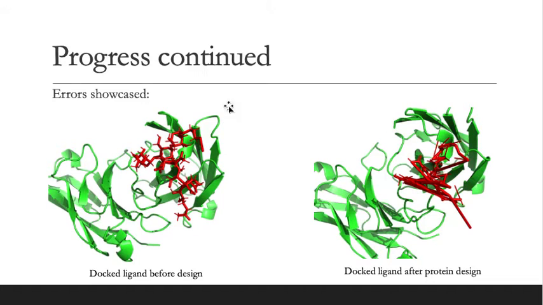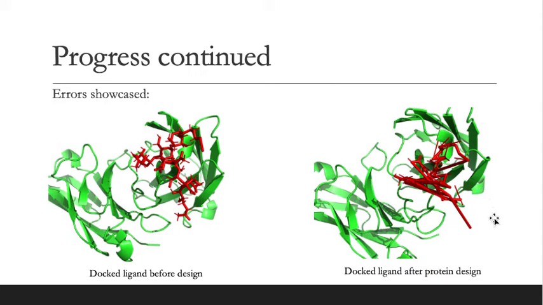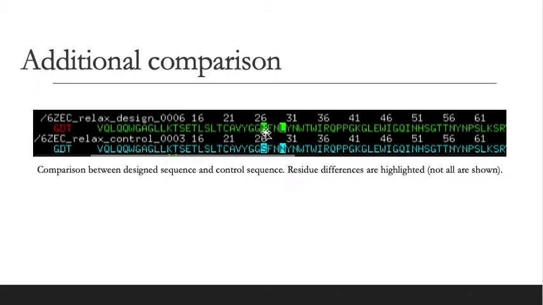the single state design. And the ligand, its structure was clearly altered, even though I specified natural, preserve input rotamer, and do not repack. Basically, leave it be. But this happened despite that. And the design did work, however. I obtained a few mutational changes.